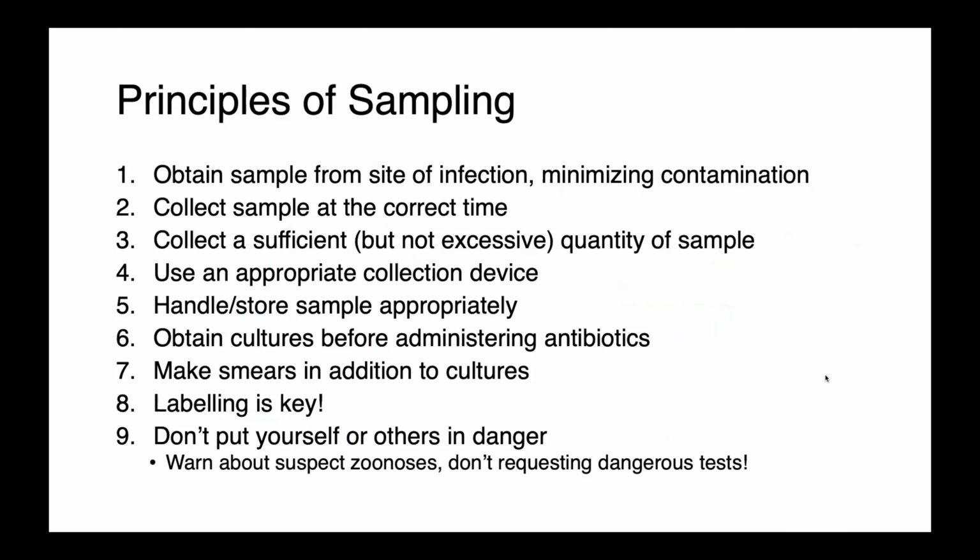Make sure not to put yourself or others in danger. On that sample submission form, warn about suspect zoonoses. If this is a rabies suspect, that's really important information to tell the lab. And second, don't request dangerous tests. If you suspect a systemic mycoses, which we'll talk about in our dimorphic fungi lecture, don't request a culture. This is a level 3 organism when grown in its mycelial phase and can put laboratory workers in harm's way.